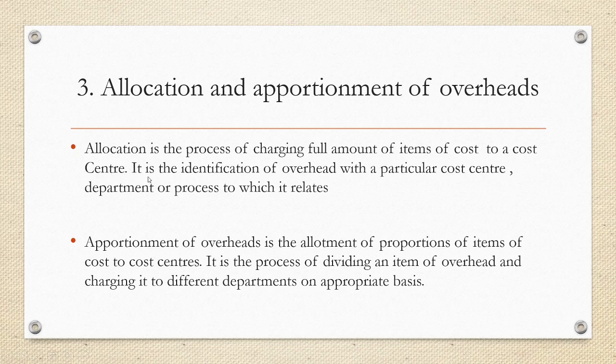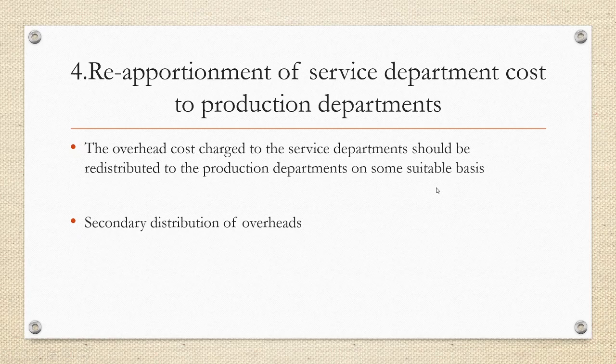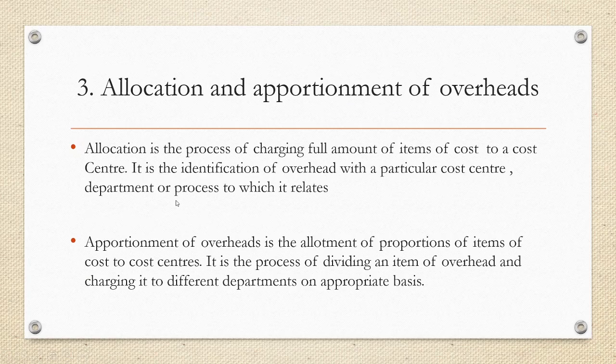So power expenses of 10,000 are fully charged to the production department and not charged to the service department, because the service department does not require power for its activities. And there are certain expenses which cannot be fully charged. So what we do is we apportion them. This is called apportionment of overheads. We will see what it is.